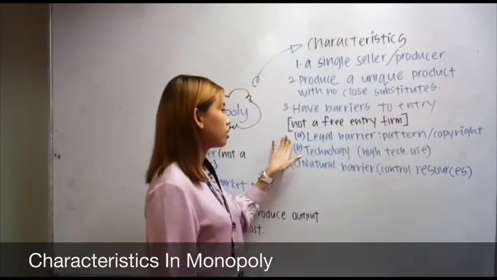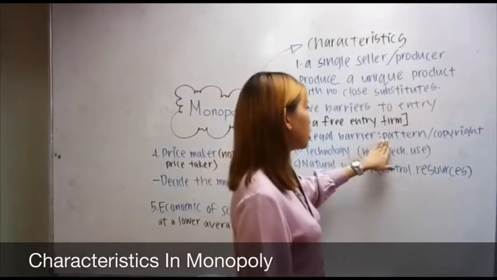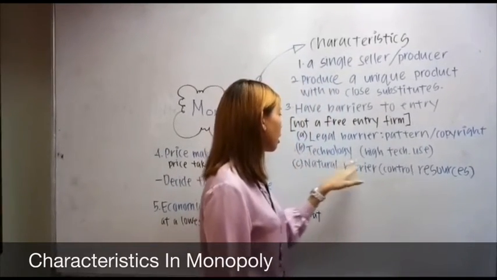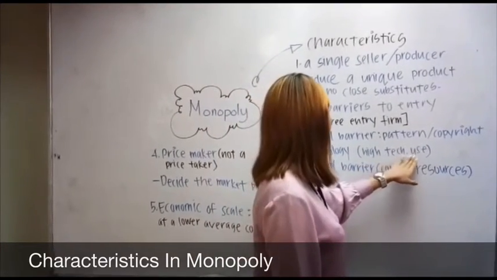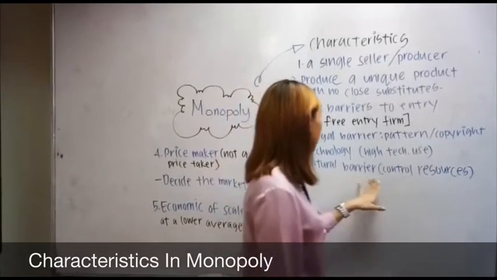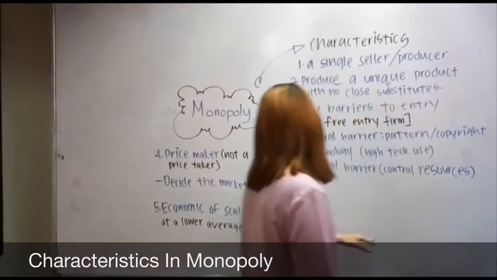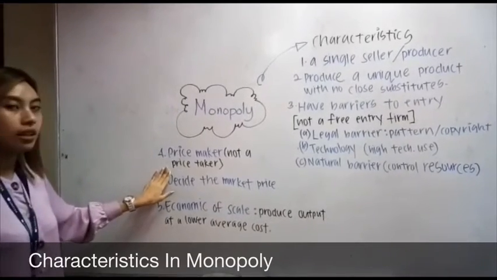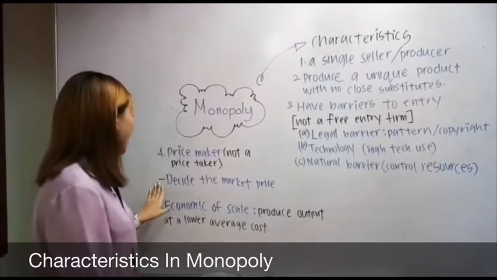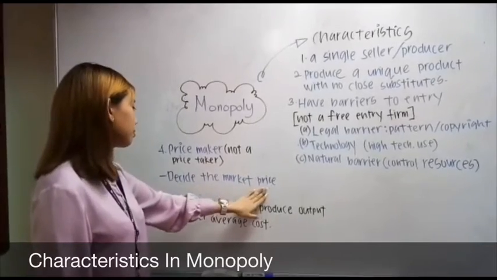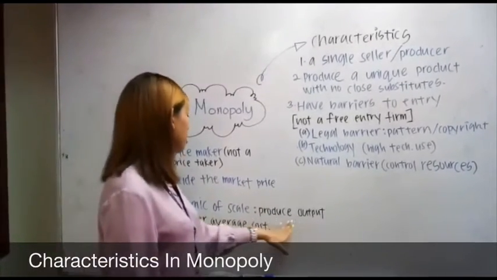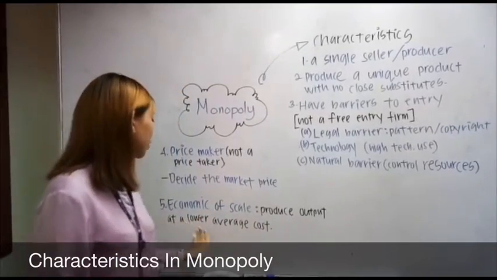A. Legal barrier, such as patent term and copyright. B. Technology and high efficiency. C. Natural barrier, control of a resource. 4. Price maker, not a price taker. It decides the market price. 5. Economies of scale, producing output at a lower average cost.